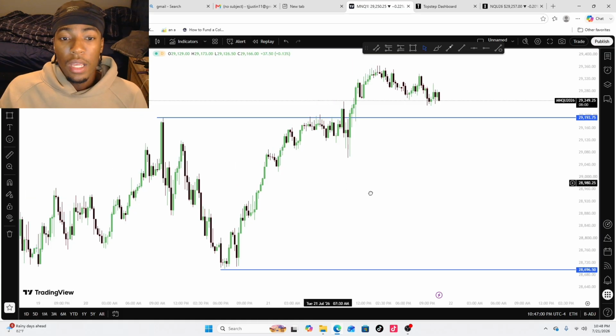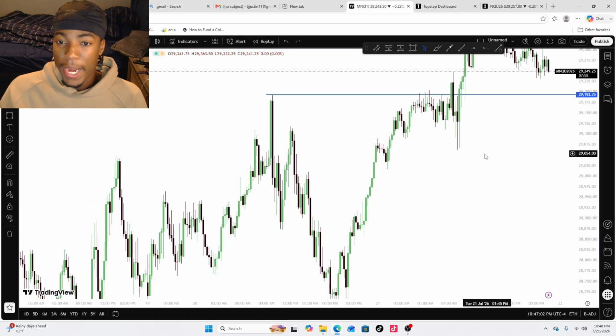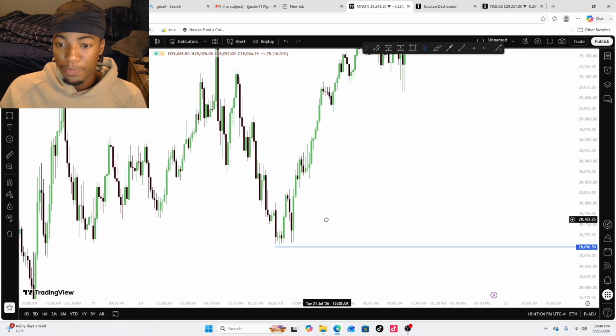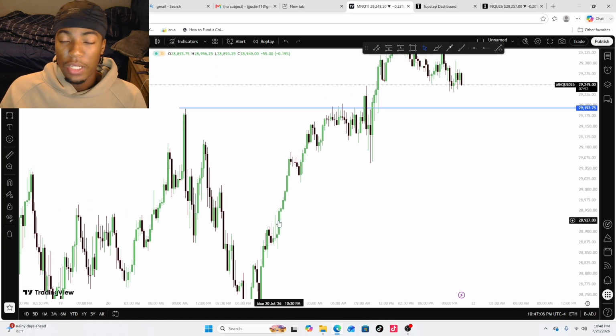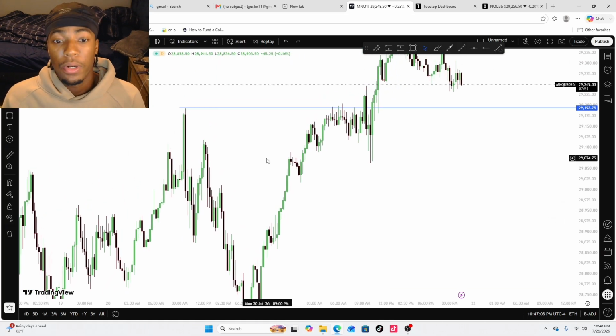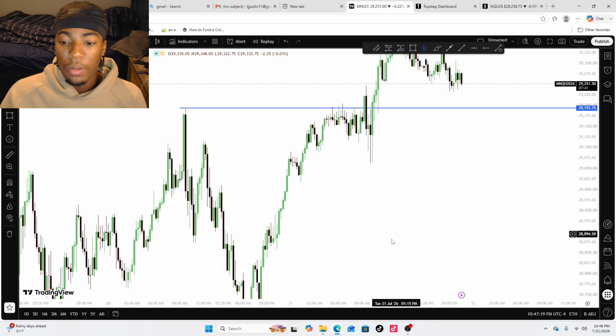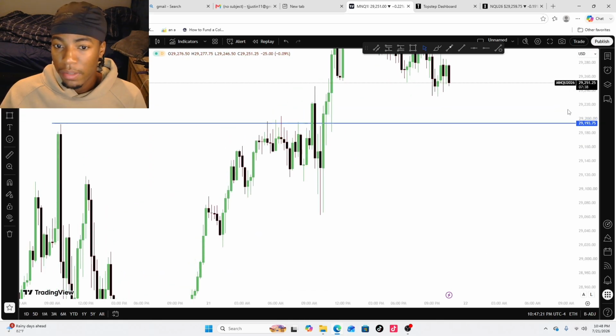So these are our areas right here, boom and boom. These are our areas that we are looking to either take out or continue, which means we're either going to have a liquidity sweep, as in taking out one of these highs, or we're going to reject off of it and can't continue the other way. So usually a rejection looks like this.